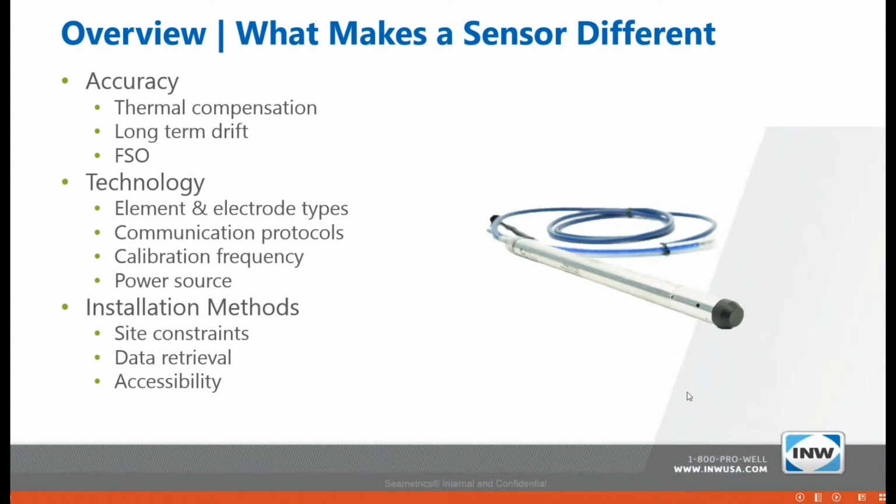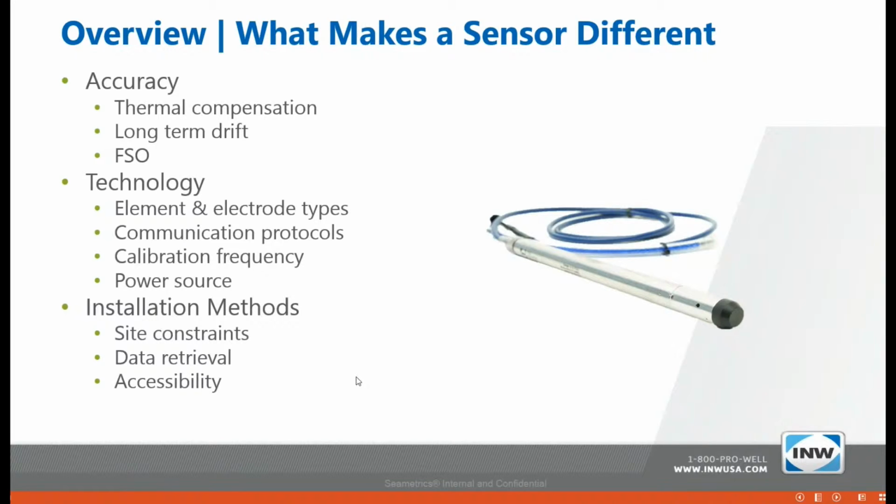There are several things that make sensors different when you're considering them for a purchase or for a particular site. Accuracy can vary. There are units out there that are 0.05% of full-scale accuracy, and units that are 1% of full-scale accuracy. So it really depends on the application and what you're trying to achieve. Some of the units actually have thermal compensation, which is especially important for surface water applications, because as the water's temperature changes, it will affect your pressure reading.